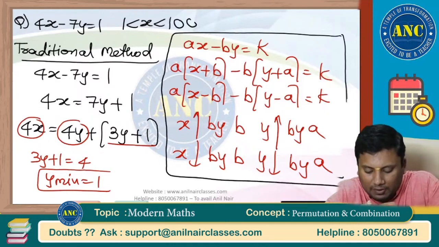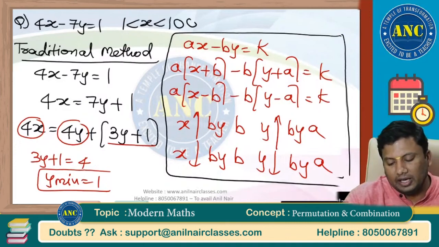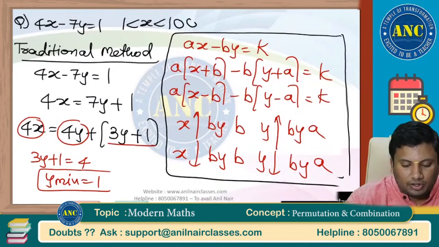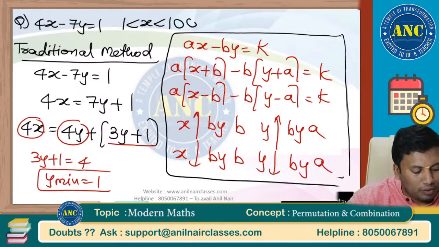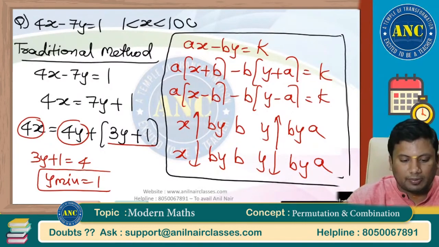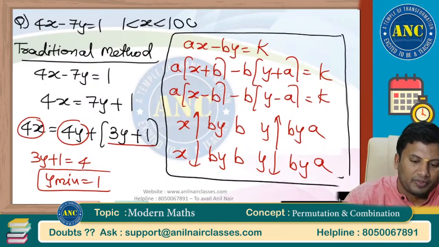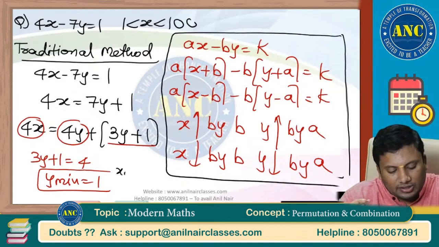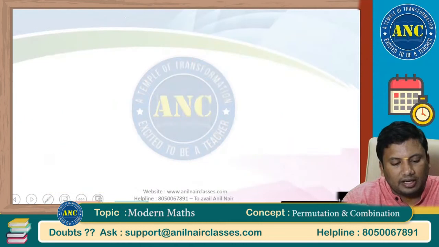ax minus by equivalent to k: x increases by b, y will also increase by a; x decreases by b, y will also decrease by a. I hope the idea is clear to you. Now 4x equals 7y plus 1, that is 4x equals 4y plus 3y plus 1. The minimum y is 1. If y minimum is 1, what will be the minimum value of x? 7 plus 1 is 8, divided by 4, it is 2.